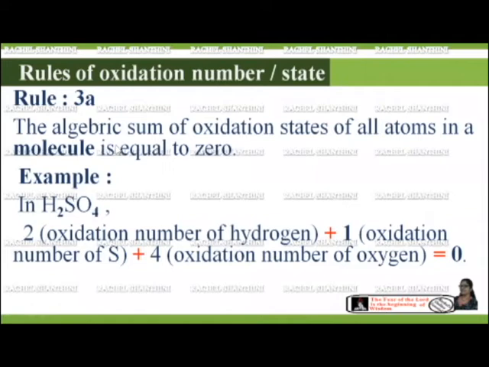and the oxidation state of the monoatomic ion Cl- is -1. Rule 3a, the algebraic sum of oxidation states of all atoms in a molecule is equal to 0. Here I have taken sulfuric acid. In sulfuric acid, we have 2 hydrogen atoms, so 2 into oxidation number of hydrogen, 1 sulfur atom, so plus 1 into oxidation number of sulfur, and 4 oxygen atoms, so plus 4 into oxidation number of oxygen. When you add all these oxidation numbers of the atoms present in sulfuric acid, the algebraic sum of the oxidation states of all these atoms in a molecule is equal to 0.